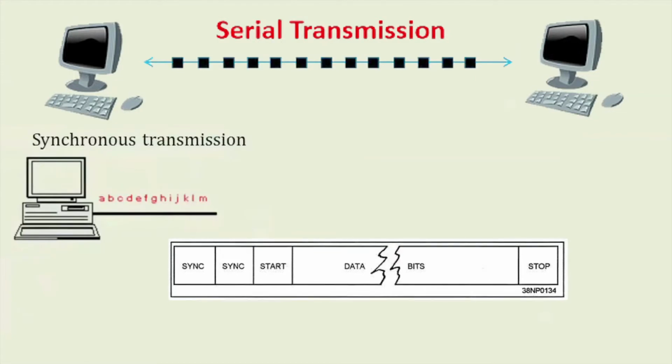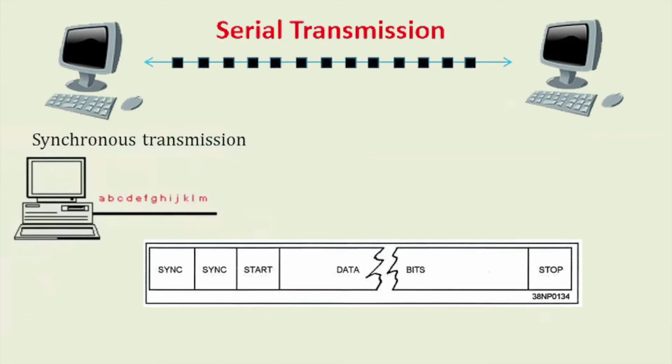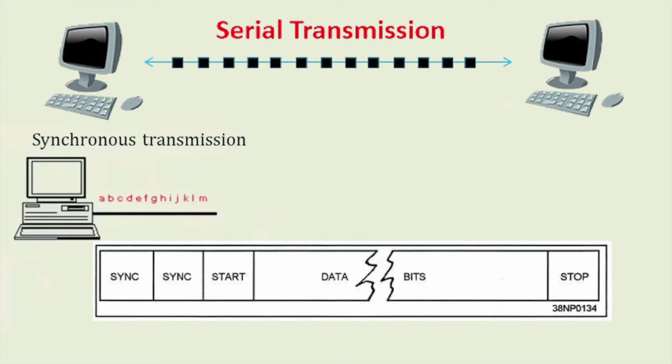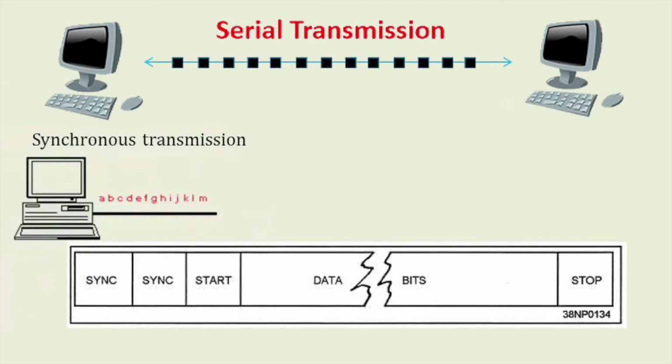Now in this case, we just have to see that data can be continuous, not only one character of data, but continuous characters, with only the start at the beginning. So this is an illustration of synchronous transmission.